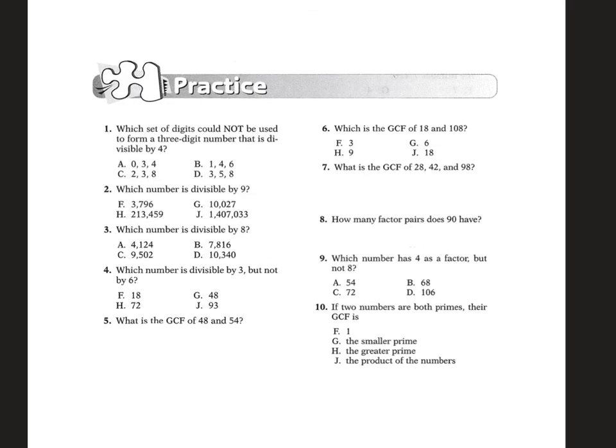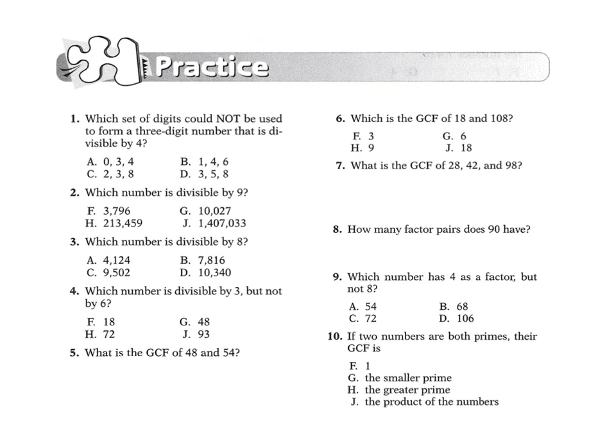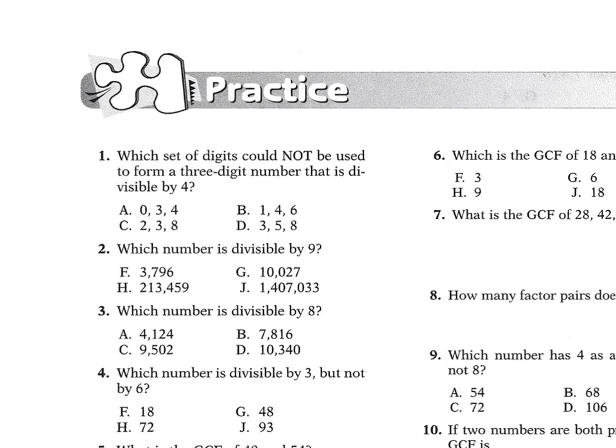For our practice, our first question asks us which set of digits could not be used to form a 3-digit number that is divisible by 4. We're going to skip this one, and I'm going to tell you to skip it because it's way out of what we're doing. So for 2, which number is divisible by 9? If we divide each of these by 9, we should get a whole number if it is divisible by 9. So for F, we have 3,796. If we divide that by 9, we get 421.7 repeating. So that one does not work.